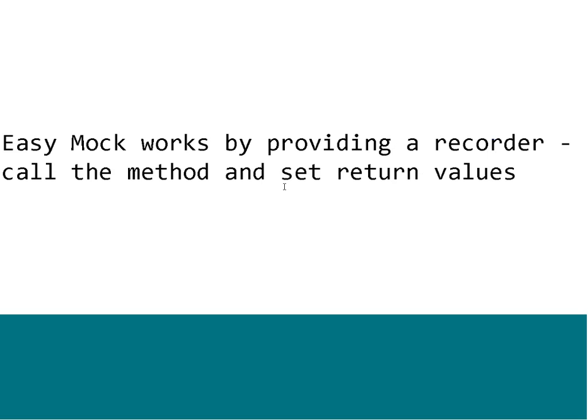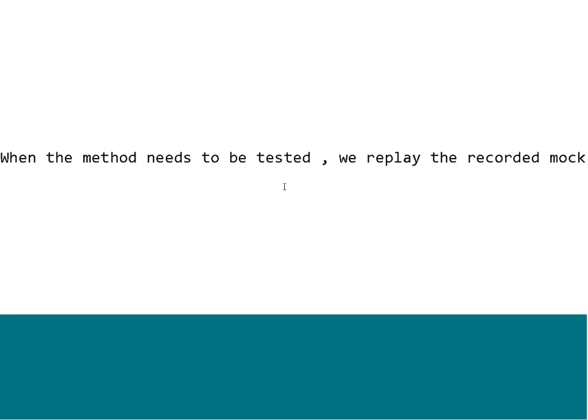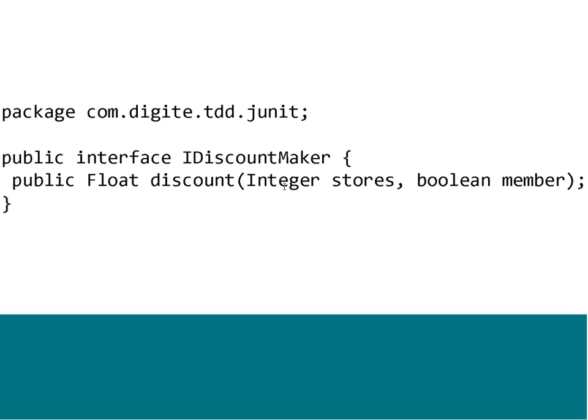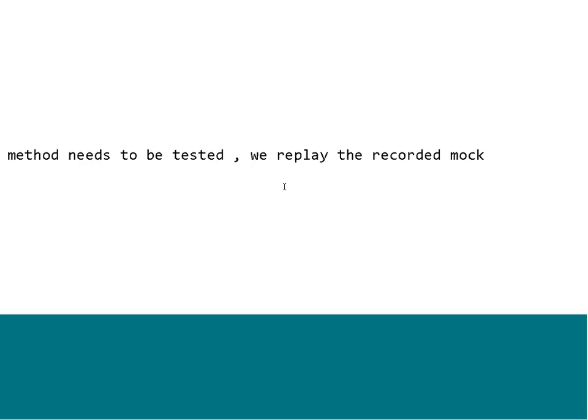and implicitly specify return values, so that it appears to the client, the code, the object, the class, the unit under test, that you are getting values as though they were coming from the original class and the original method in operation. For testing that specific method, we replay the recorded mock. So here's an example for the mocking framework.